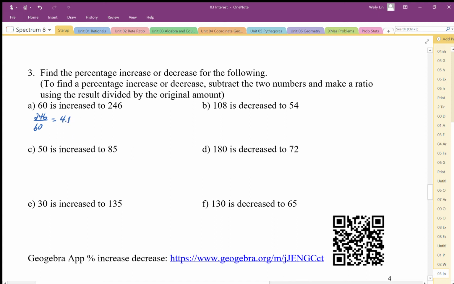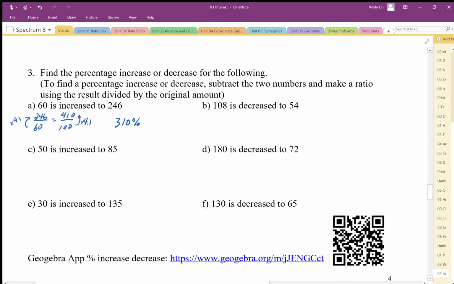Okay, so maybe I'll write this as a ratio, 410 over 100. Okay, so our multiplier in this case is times 4.1. So we times by 4.1. So for the increase, we have to take away the original 100. So we end up with a 310% increase.